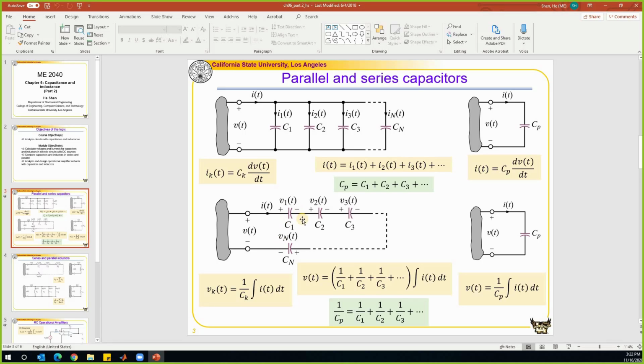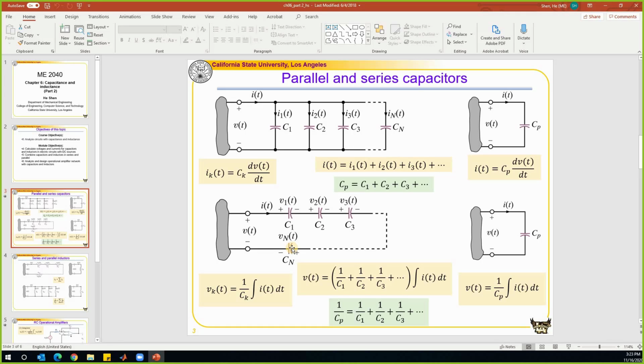Now let's look at the second case, when we have capacitors in series. When we have them in series, we know the current going through them should be the same current. At the same time, from KVL, we know the voltage drop between the two nodes of this network should be equal to the voltage drop following this path from here to here. So we have the definition that the voltage between these two nodes is equal to the voltage drop following any path. If we follow this path, the voltage Vt is equal to V1 plus V2 plus V3 plus Vn.